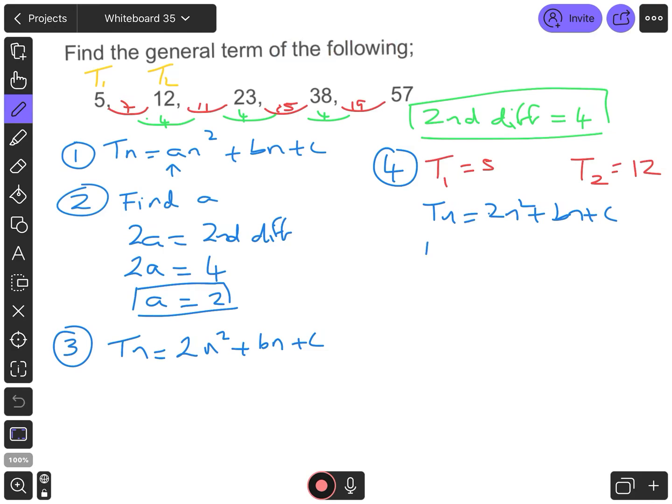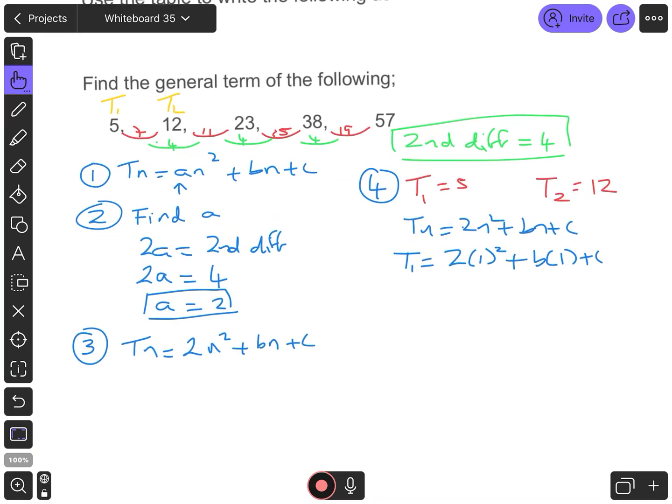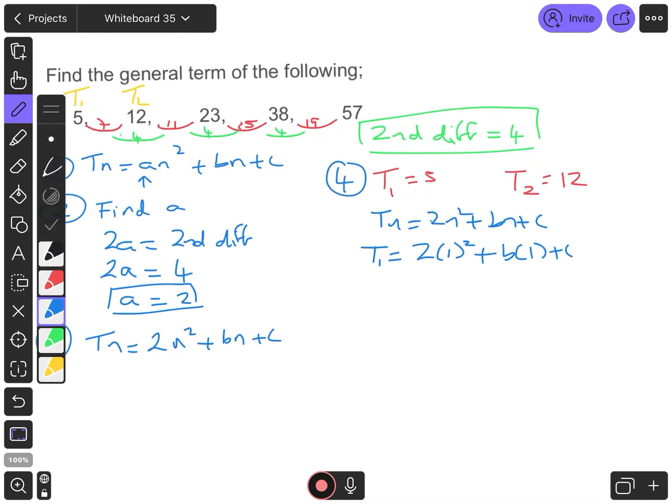I'm going to write that T1 is going to be 2n squared, sorry, go back to this. Instead of n, I'll sub in the 1 then. So 2 by 1 squared plus b by 1 plus c. Okay? Now I'm just going to zoom out a small bit so I can get a bit more room. And I know that term 1 is this one here. I can just tidy that up a bit, and I can say that term 1 is equal to 2 plus b plus c.